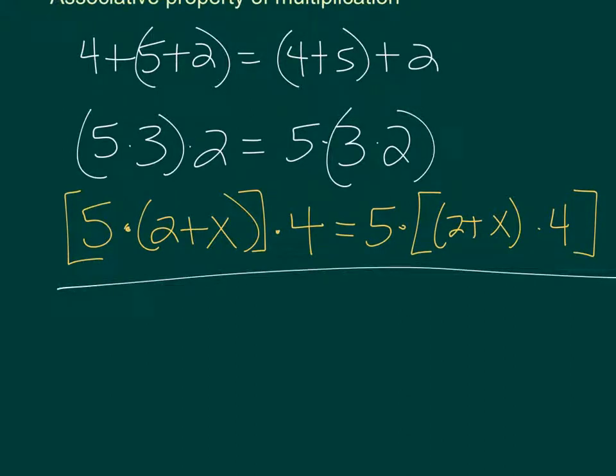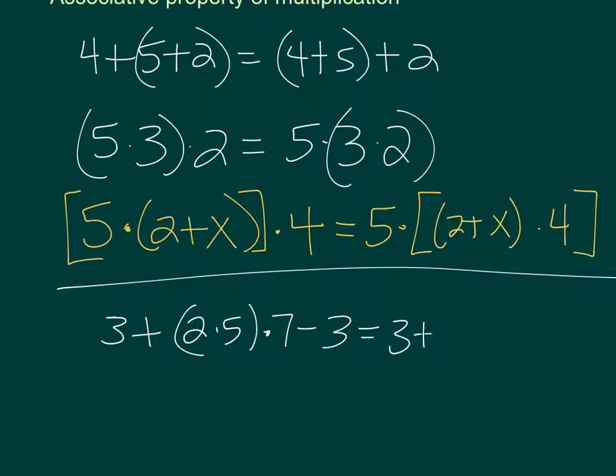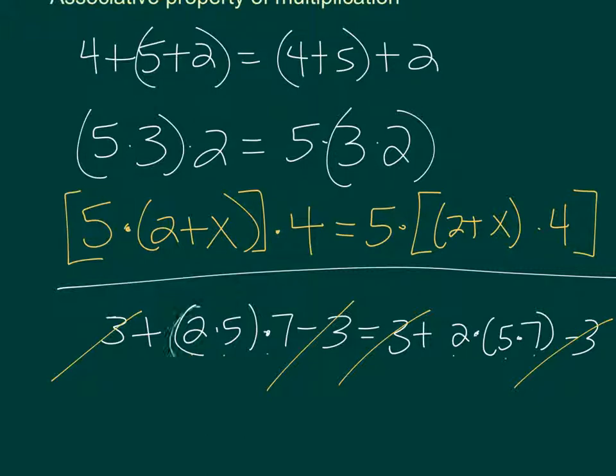So I could say something like 3 plus 2 times 5 times 7 minus 3, and then have on the other side of the equal sign 3 plus 2 times 5 times 7 minus 3, with different parentheses. And what you have to ask is what changed. From this side to this side, I can see that my parentheses were first around 2 and 5. Now they're around 5 and 7. The 3 stayed the same. The minus 3 stayed the same. And the position of the numbers stayed the same. The only thing that changed were my parentheses.